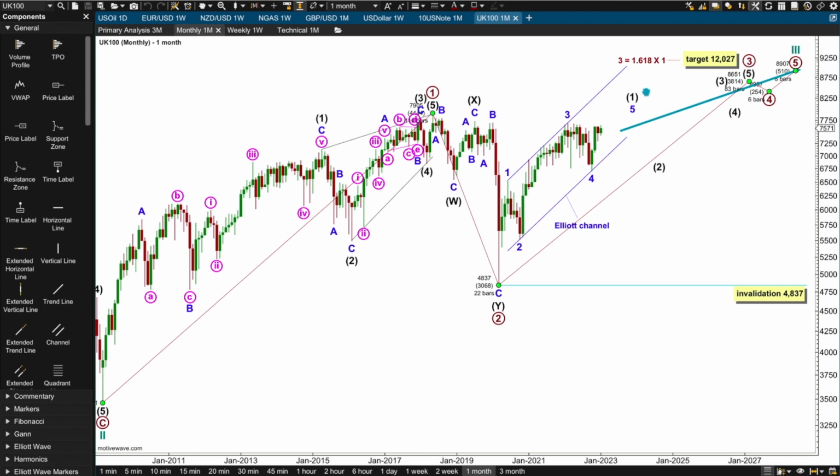Within primary wave 3, I am seeing intermediate 1 as incomplete. When it's over, intermediate 2 should then unfold, should last a few weeks, maybe about the 0.618 Fibonacci ratio of intermediate 1, which would be a reasonable area for support. It may not move beyond the start of 1 below 4837.